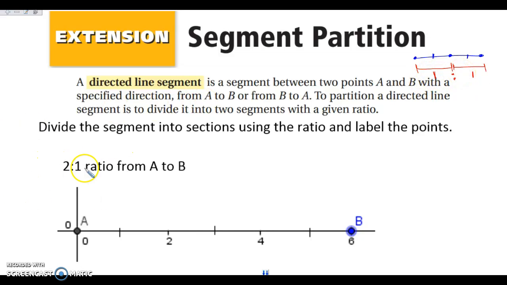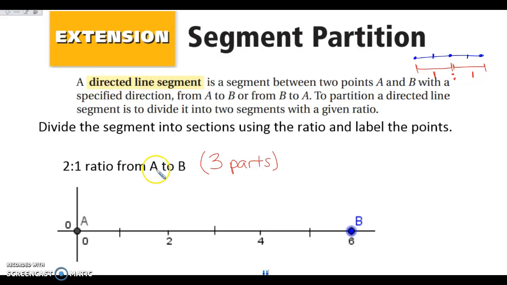So for example, like this problem here, we're trying to find a point that is in a 2-to-1 ratio from A to B. So what that means is that we're going to take segment AB and divide it into equal pieces. I'm going to have two pieces on one side of the point, one piece on the other side of the point that I'm looking for. So that means that if I have two on one side, one on the other, I have a total of 3 different parts to my segment, okay? So that's just 2 plus 1, you have a total of 3 parts.